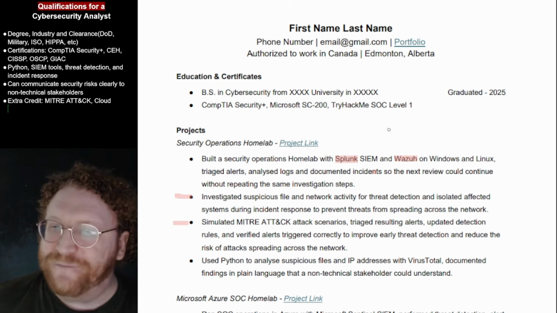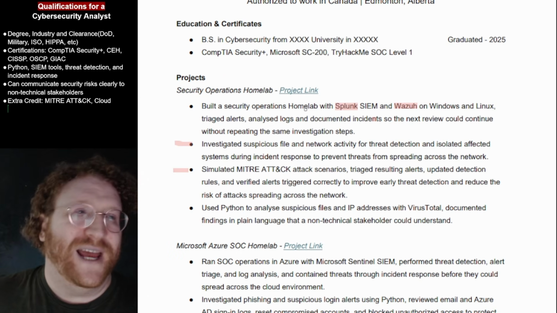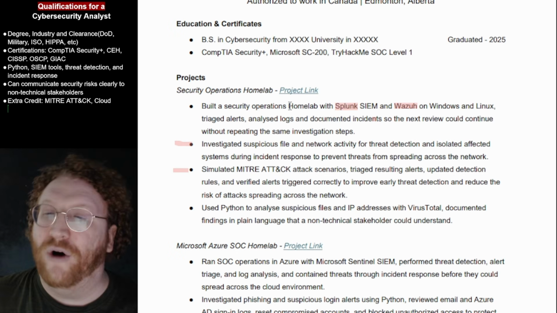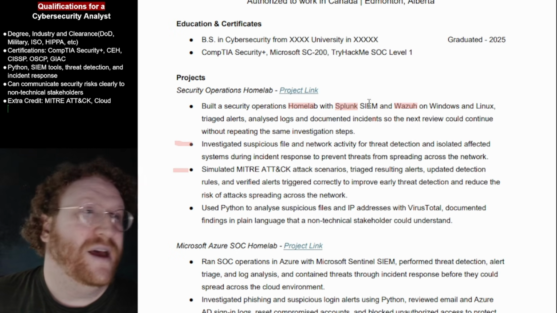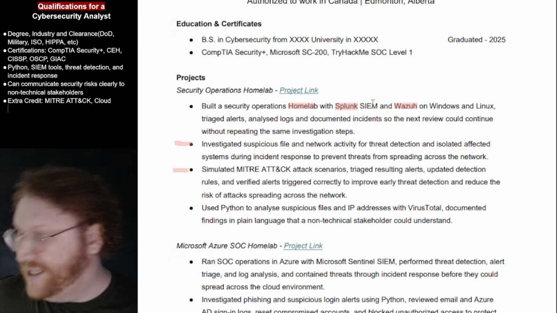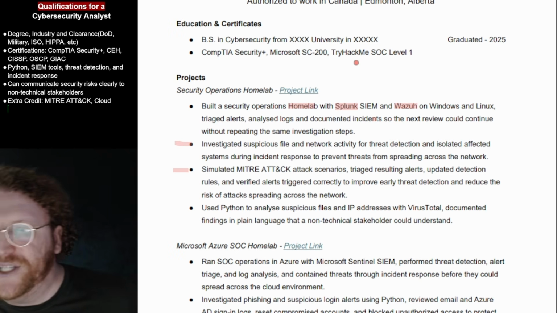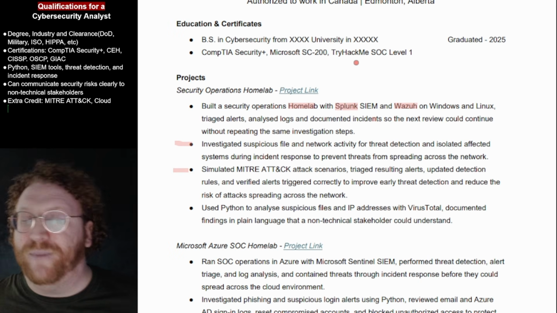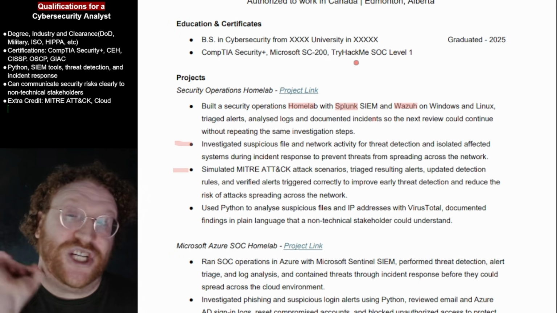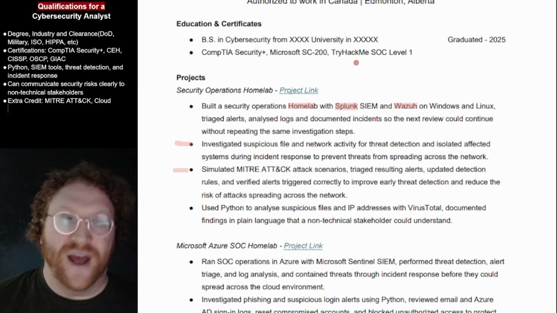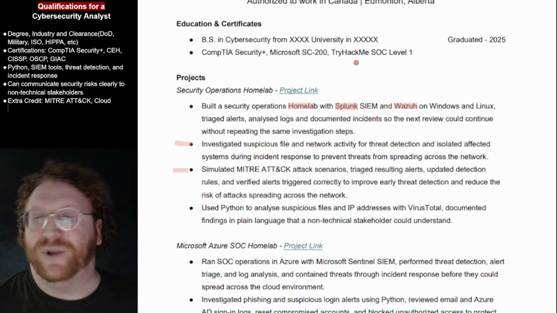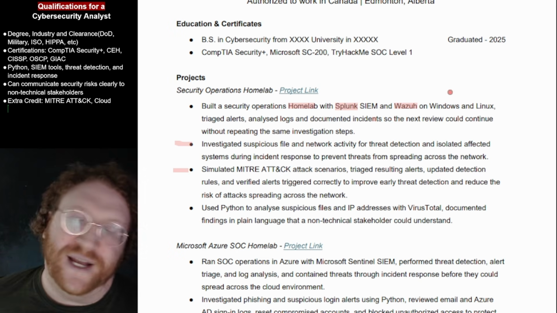That one is outside my domain, but Homeland is not something I need. Home Lab is a hot dog. Splunk is a hot dog. SIEM tools is not. Now, I know what you're thinking. Splunk is a SIEM tool. Well, I'd rather you say built security operations with SIEM tools such as Splunk and the other stuff. You don't want to say Splunk, SIEM, and Wazuh. You want to say SIEM tools such as Splunk and Wazuh. On Windows and Linux could be one.